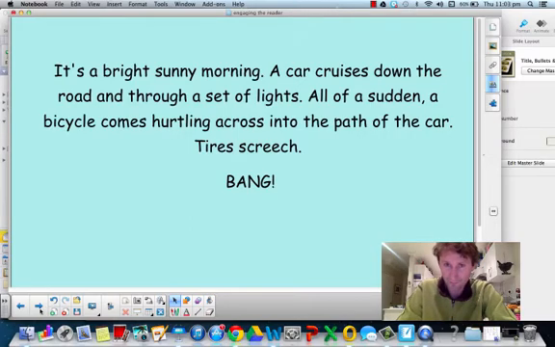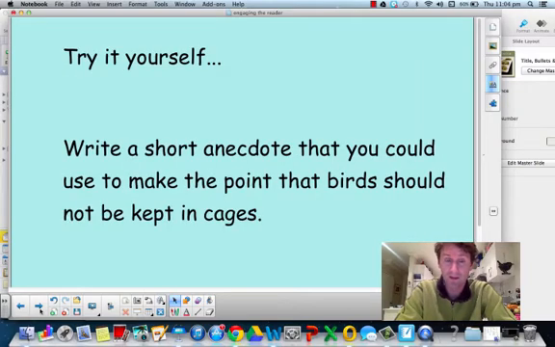Now, what you might like to do is have a go at this yourself. Write a short anecdote that you could use to make the point that birds should not be kept in cages. Just 2-3 sentences at the most, a little story about a little bird in a cage, something that makes this point about birds and cages. Pause it now and have a little go. See how long it takes.